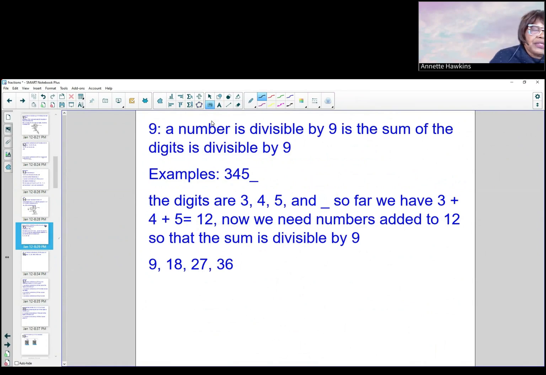9. A number is divisible by 9 if the sum of the digits is divisible by 9. So notice that 3 and 9 have the same divisibility rule. For 3, the sum of the digits has to be divisible by 3. For 9, the sum of the digits has to be divisible by 9.